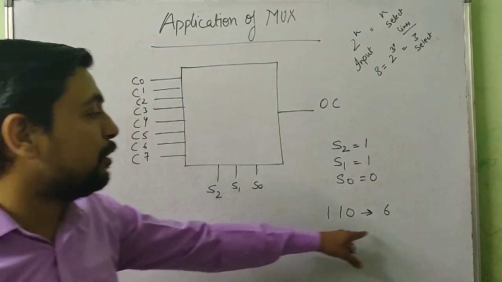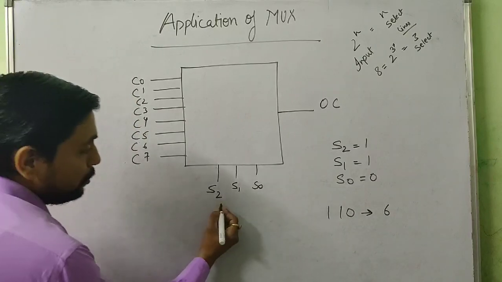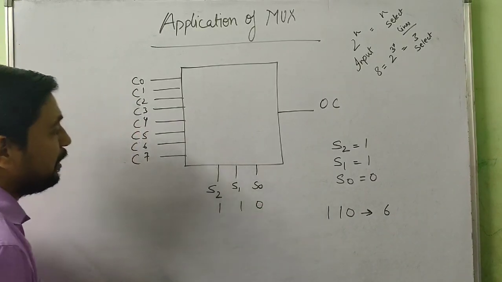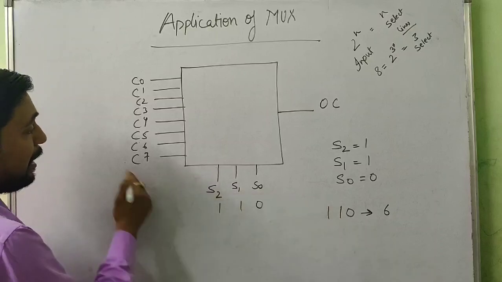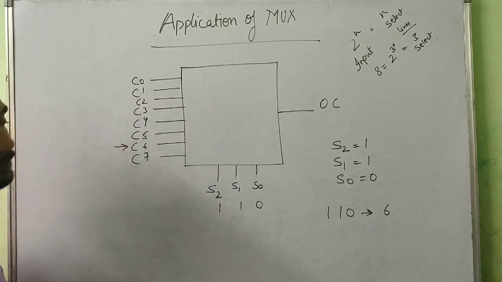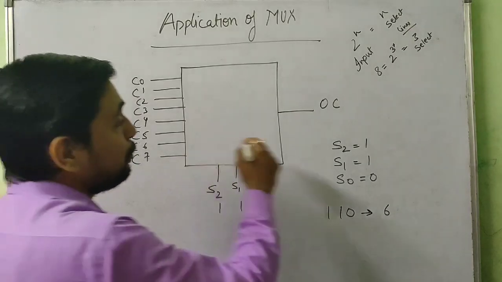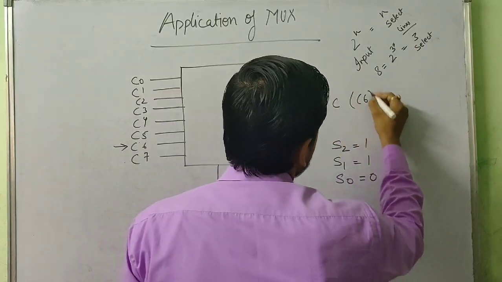So when I enter 1, 1, 0 in S2, S1 and S0 respectively, of course 6 is the value, so this will be the selected channel. So what will be the output channel? The output channel will be C6.